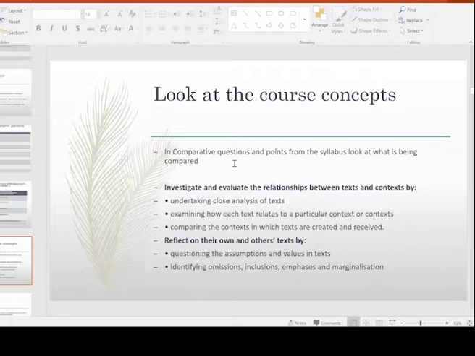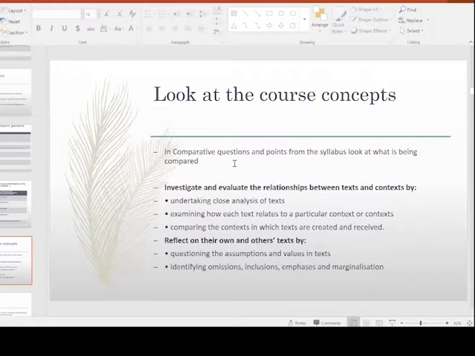So the syllabus says as well that we're going to compare the context in which they were created and received. So obviously that's our modern context, and how they're received. Both texts are award-winning. They've won lots of awards because society is believing that these are important values. Society believes that we are all equal regardless of race, culture, religion, and where you're born. So that's why these texts were received so well.